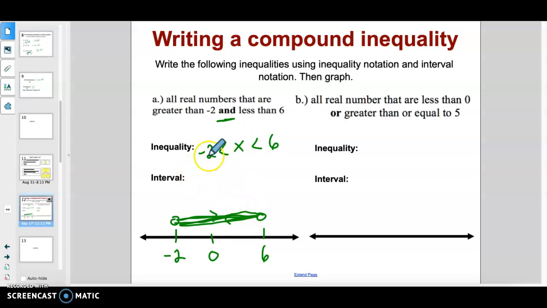For an interval, we looked at this one earlier. It's ranging from -2 to 6. So -2 is the farthest left point, 6 is the farthest right, and neither of these said equal to, so both are going to be parentheses instead of square brackets.